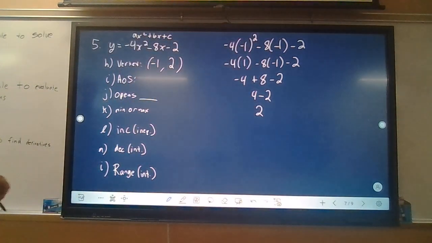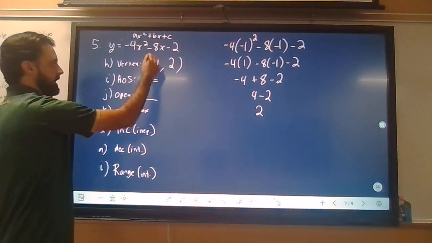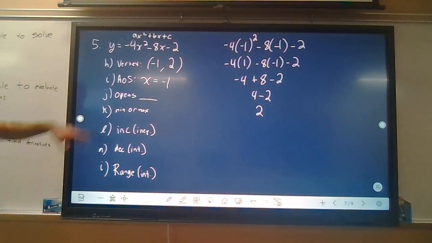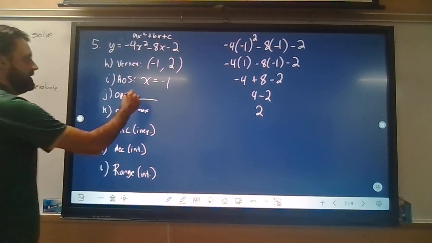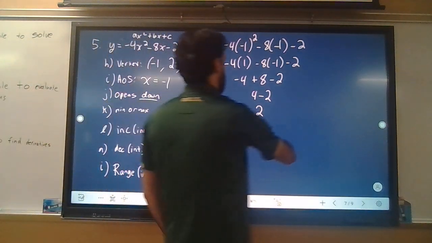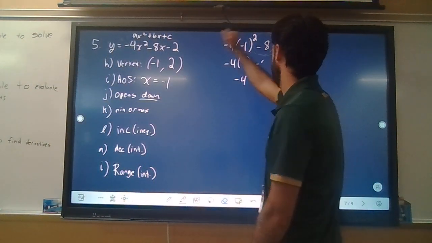Now our axis of symmetry, that is always x equals the x coordinate, -1. Now, which direction will this open? Well, there's a negative leading coefficient, therefore it opens down. All right, I'm going to go ahead and sketch the graph because it'll help us in a second here.